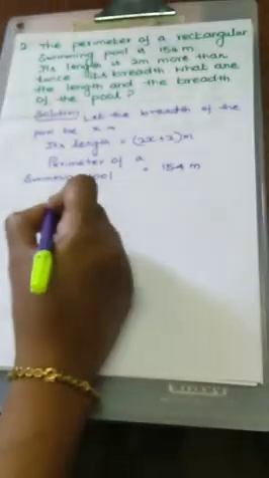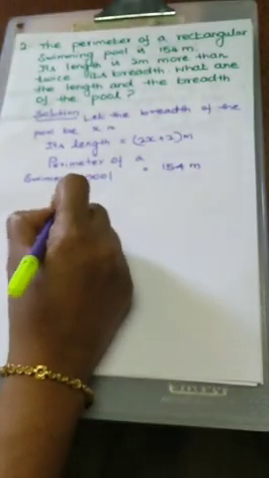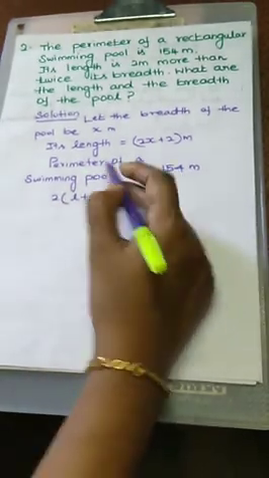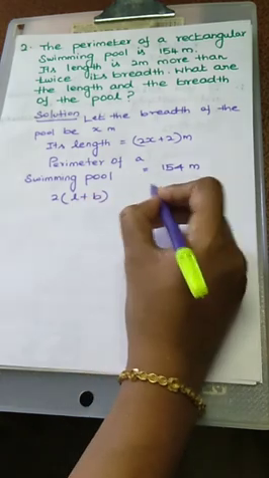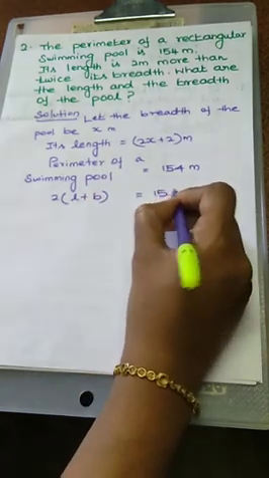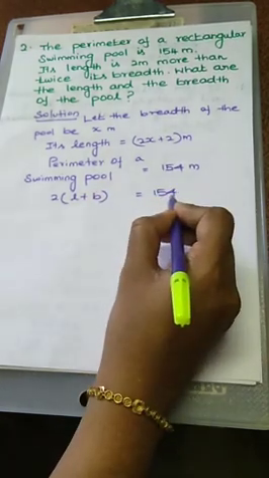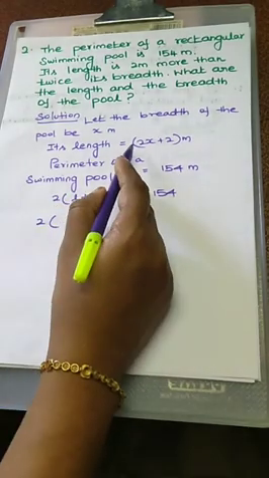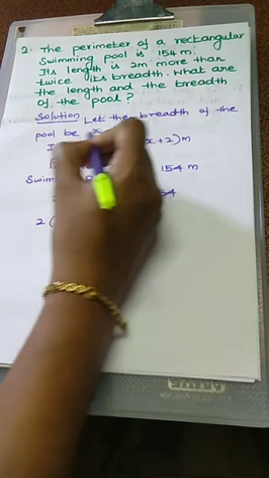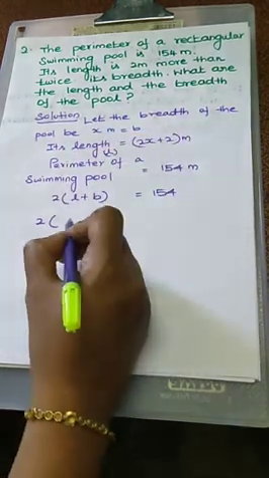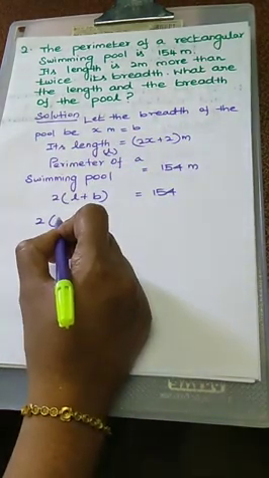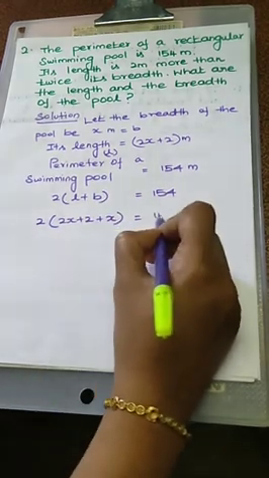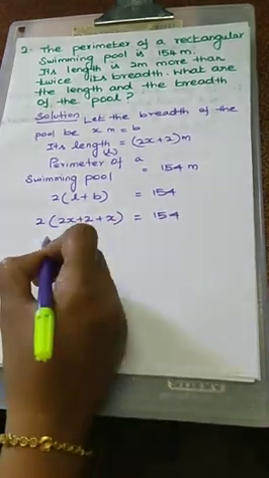Actually, what is the perimeter of a rectangle? 2 of L plus B. We know the formula for the perimeter of a rectangle, 2 of L plus B. What is given here? 154. We use this value. Apply the length and breadth values here. 2 of, what is our L value? This is 2x plus 2. Breadth is x only. So, apply the values here: 2 of 2x plus 2 plus x is equal to 154.